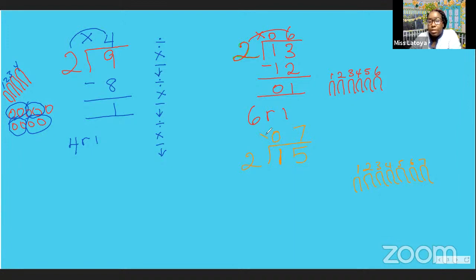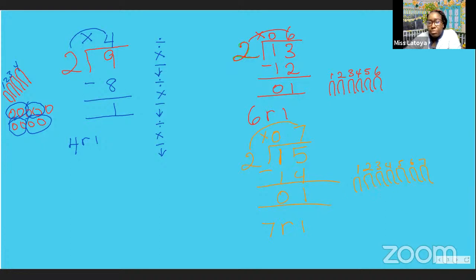What happens when I put the 7 on top? I am going to multiply. 2 7s are 14. 5 take away 4 is 1. 1 take away 1 is 0. Okay, so 2 can go into 15 how many times? 7 with a remainder of 1. This R here stands for remainder, okay? That's why I'm writing it for those of you who don't know. So 2 can go into 15, 7 remain the 1.